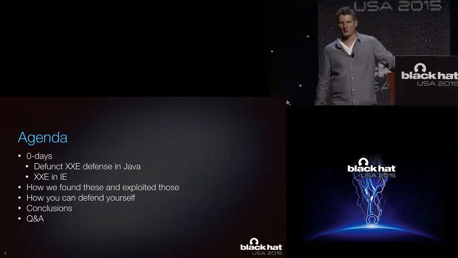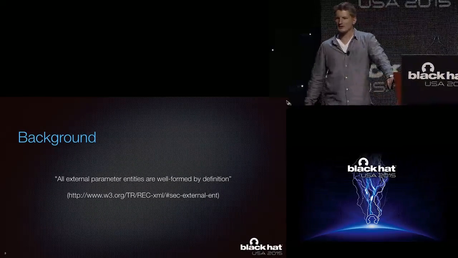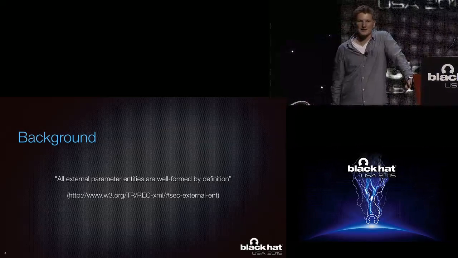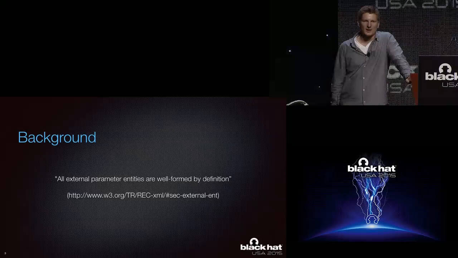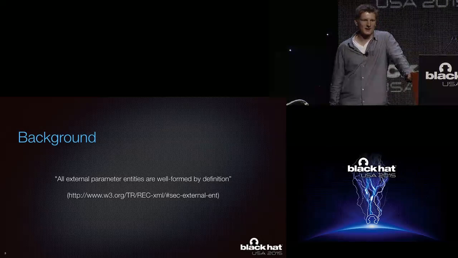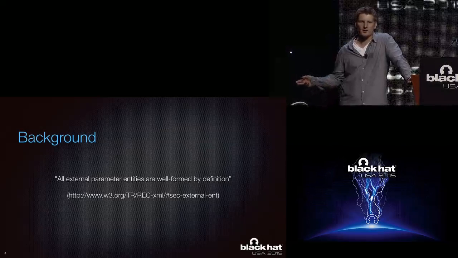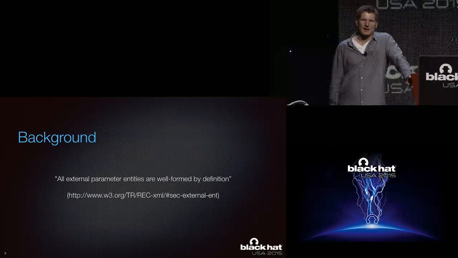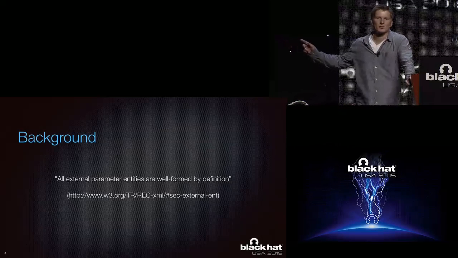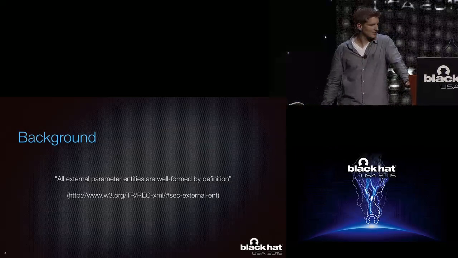So what are we talking about? We're talking about XML, right? XML is an interesting animal. It has a bunch of cool features. It allows you to embed the doc type. And when you embed the doc type, you can specify an entity, a general or parameter entity. And an entity essentially is just a symbolic link to a file or some data, anything that can be stored outside of the current document. And I really like this quote W3C put together, that all external entities are well formed by definition.